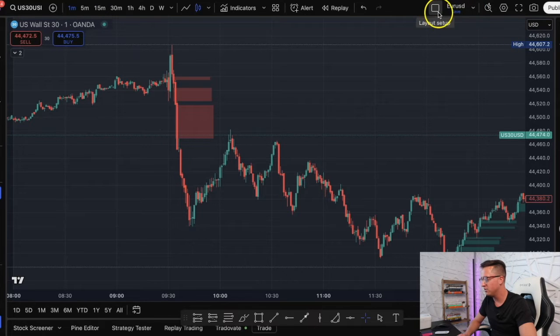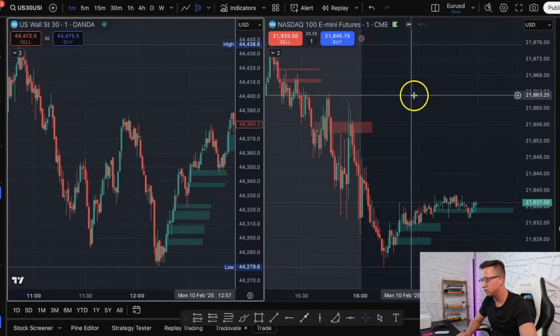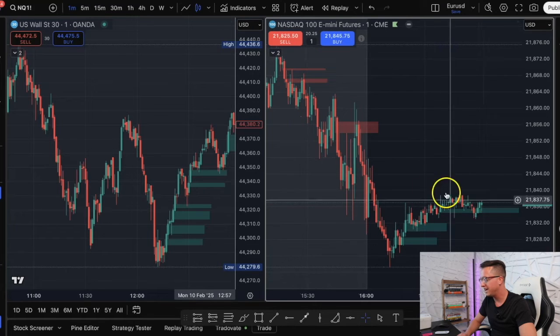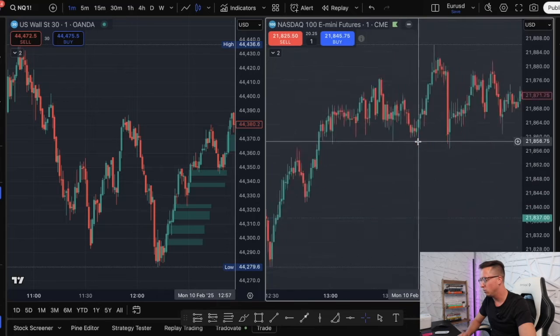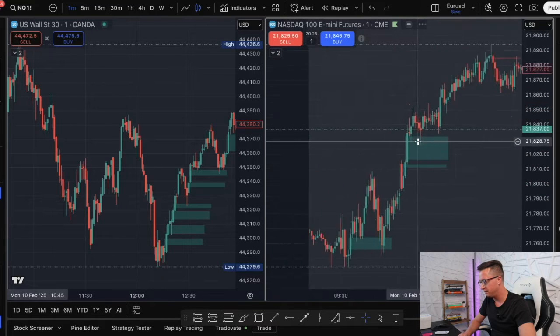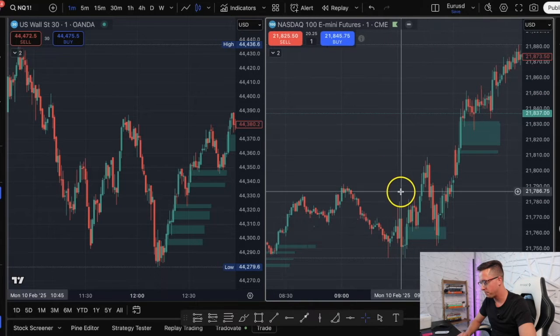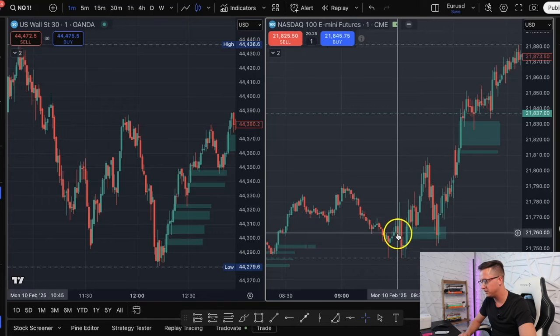Then what I'm going to do is I'm going to go to this button and we're going to pull up 2 charts. And on the left chart, what we're going to have is NASDAQ, the NAS100. And what we're going to do is we're going to scroll to the left. We're going to get to the market open, which is right here on this candle.